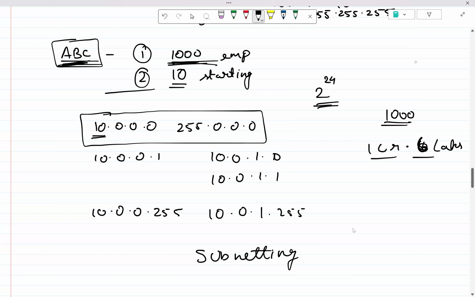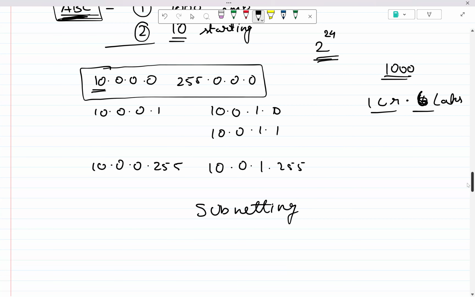So from a big IP address space, you're giving only a small portion of that space so that your IP address space does not go waste. That is called subnetting. Okay. Now, in subnetting, what basically happens is that we break the rules.